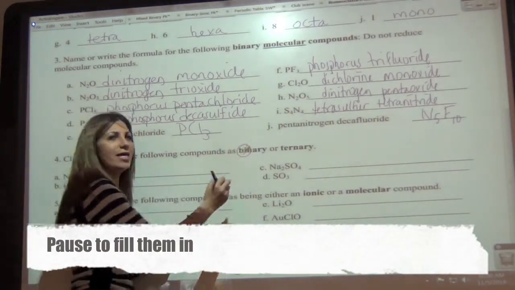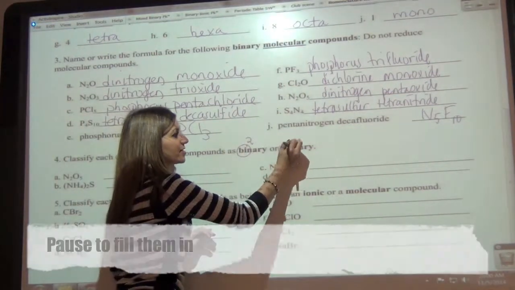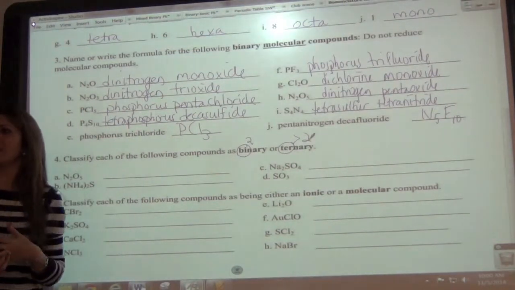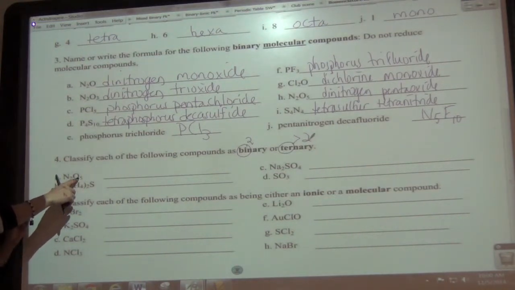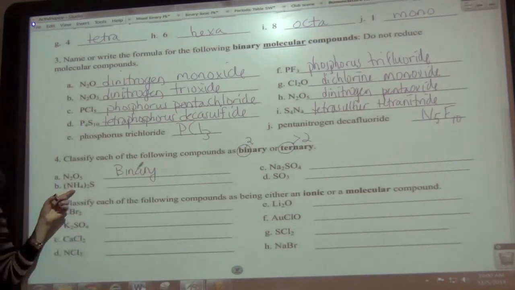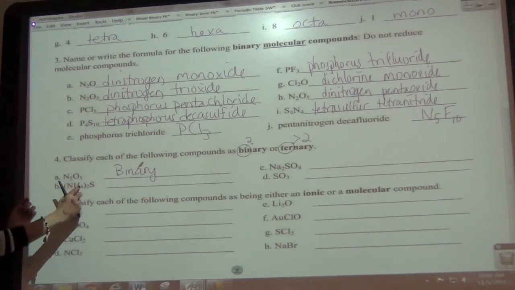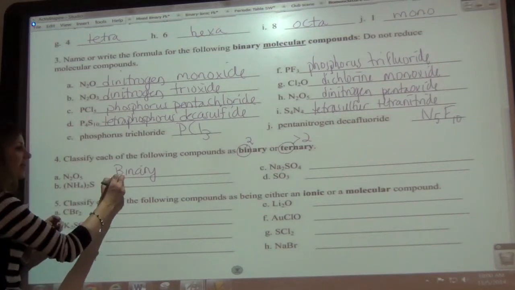Okay. This next thing is, we're going to name these as either being binary or ternary. We said that binary meant it was made of how many elements? 2. And ternary means that it's made of anything more than 2, okay? Every new capital letter is a new element. So, letter A, just tell me how many elements and then what you would call it. How many elements is this? 2, perfect, and you would call that? Binary. Awesome. Okay, next person. How many elements are you seeing here? 3, good. N, H, and S. So nitrogen, hydrogen, and sulfur. So that would be ternary.